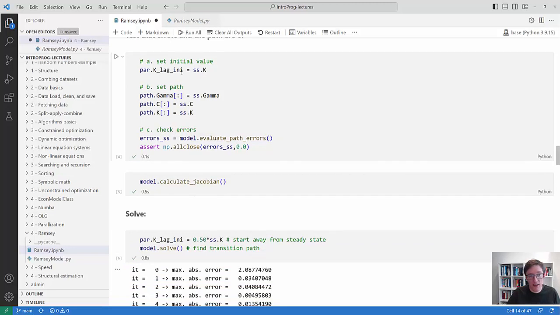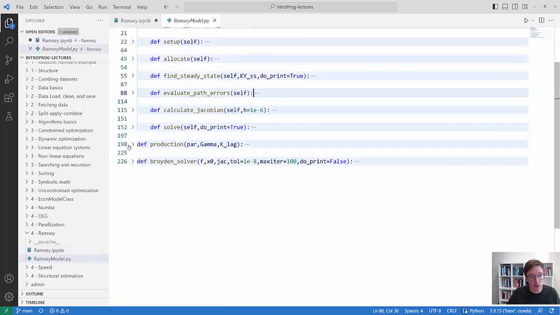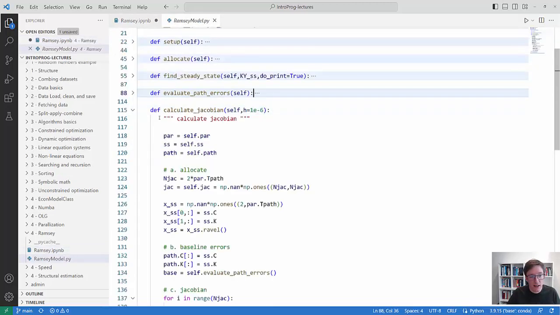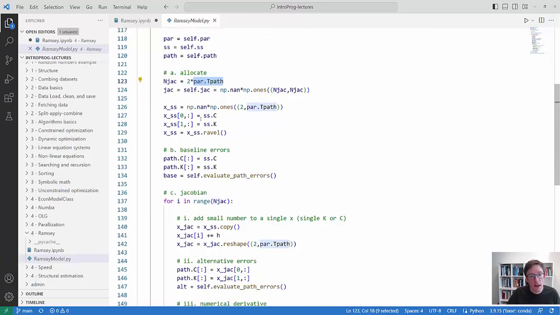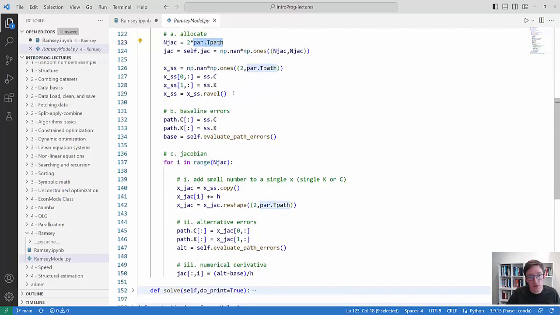Now we can also calculate a Jacobian for this problem. And the way we do that is that we set up the Jacobian. The Jacobian has 2 times capital T path inputs. So it's a big matrix, right? Remember, this is 500, so this is 1,000 times 1,000. It's a big Jacobian. We start by creating an X, the input to this, which has the C and the K in it, and we take this as a vector.